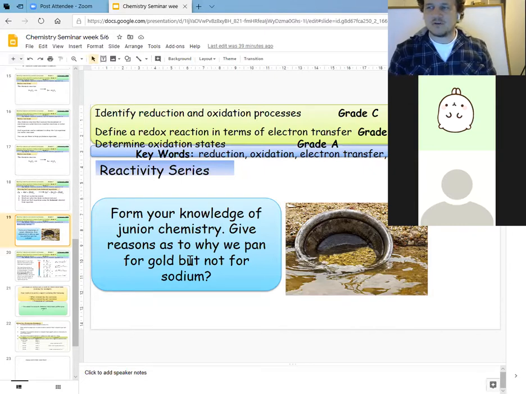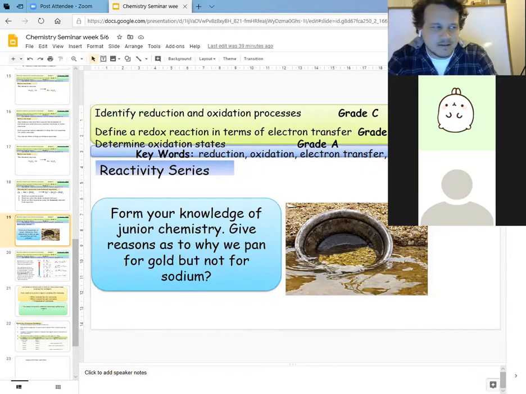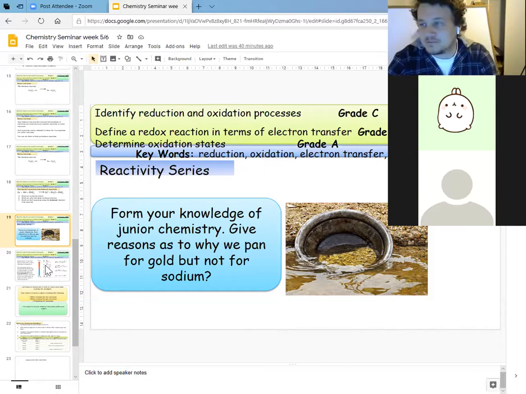So reactivity refers to the ability or the tendency for an element or an atom to gain or lose electrons. The higher the reactivity, the more likely it is to explode. The most reactive are on the left and the far right, so group 1 and group 7, group 2, and everything else fits in around there. So if you throw pure sodium into water, what is going to happen and why? That'll give you the answer as to why we don't pan for sodium. I mean, you could if you wanted to.